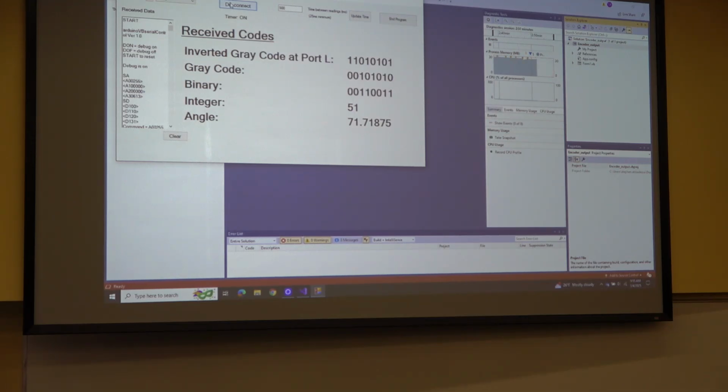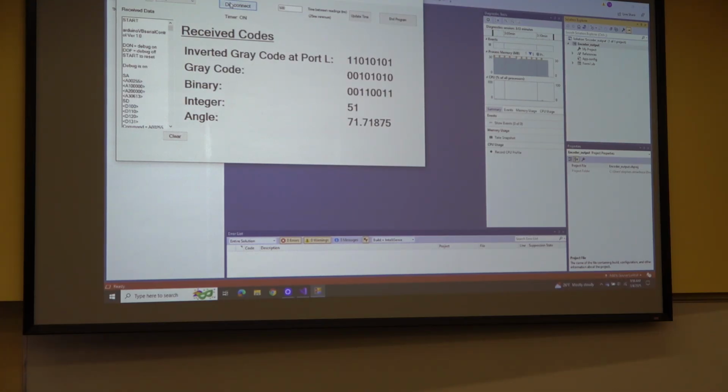Then I sent it to my gray code decoder. It swapped the bits around. You can see the gray code is just ones and zeros, just like the binary. And then from there, converted to an integer and an angle. Not a lot of rocket science.